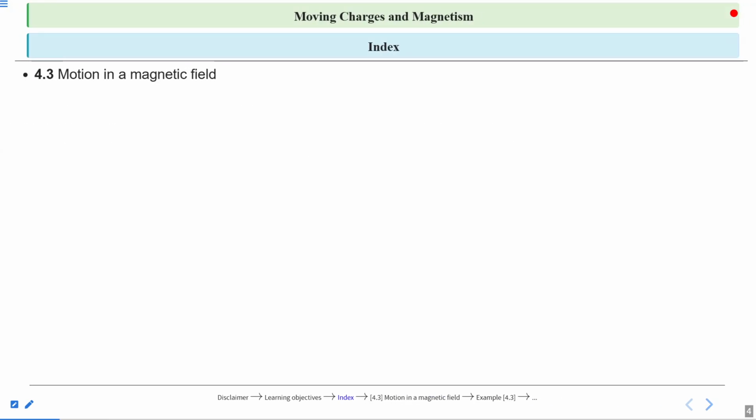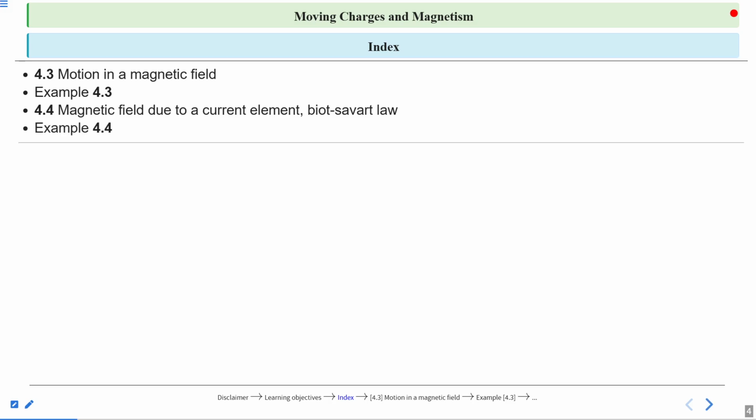So the topics that we are going to cover today are NCERT section 4.3 motion in a magnetic field, example 4.3, NCERT section 4.4 magnetic field due to current element Biot-Savart law, and example 4.4.